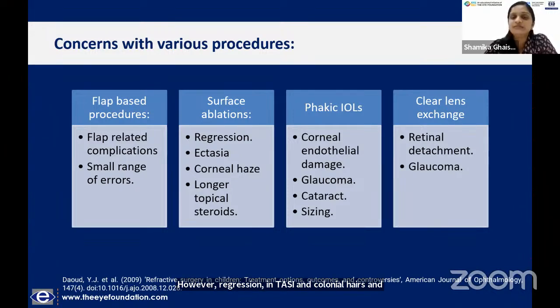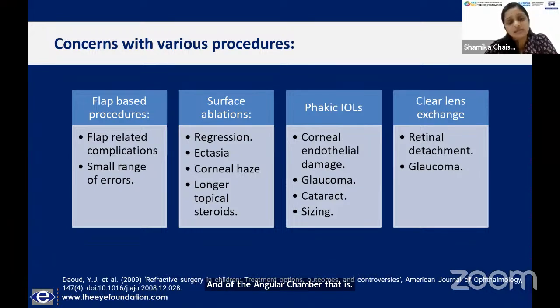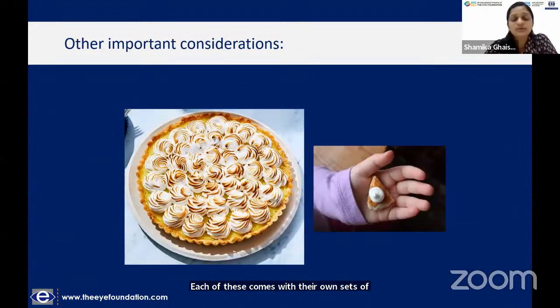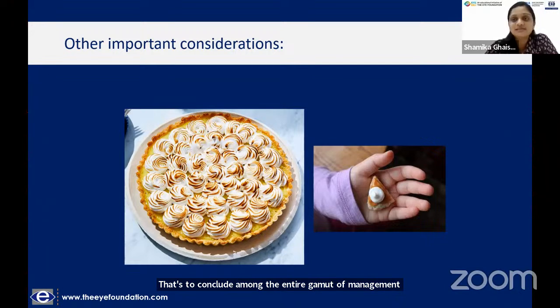For larger degrees of myopia, if the anterior chamber depth is adequate, phakic IOLs are an option. And if the anterior chamber depth is shallow, then clear lens exchange is an option. Each of these comes with their own sets of risks and complications, which need to be weighed against the potential benefits. Thus, to conclude, among the entire gamut of management of refractive errors in children, refractive surgeries will continue to have only a small role to play until we can have safe pediatric nomograms from sufficient long-term safety and efficacy data. With this, I conclude my talk and invite comments from seniors and experts.